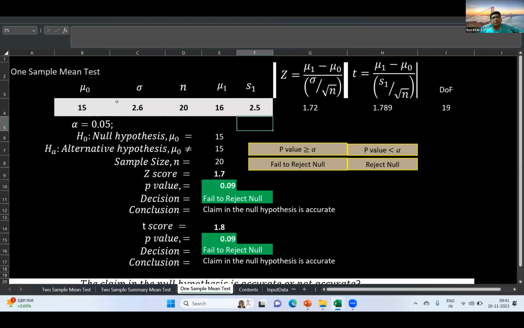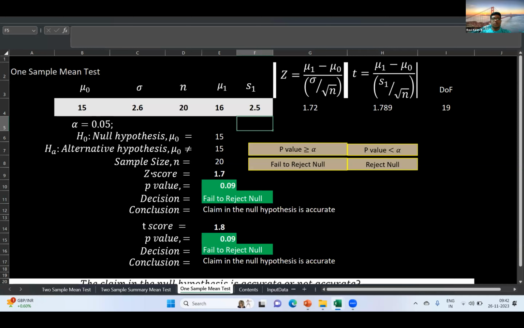Okay, right. So now, the test is, first, what is the null hypothesis? The mean is 15%. Fat content is 15%. That is the null hypothesis. What is the alternate hypothesis? Not equal to 15. Sample size n is equal to 20.